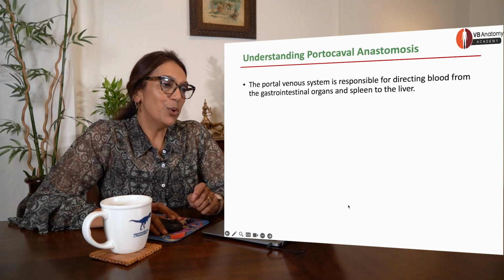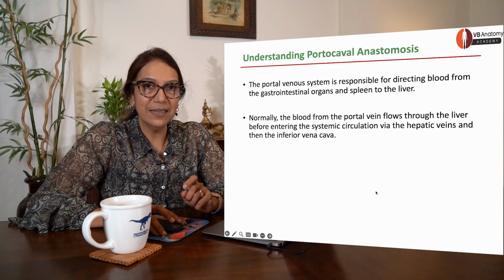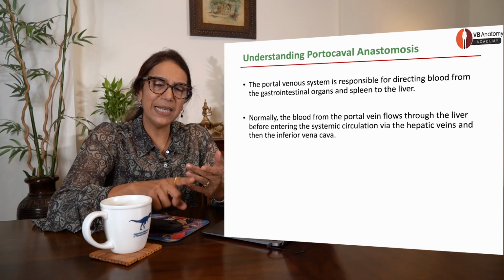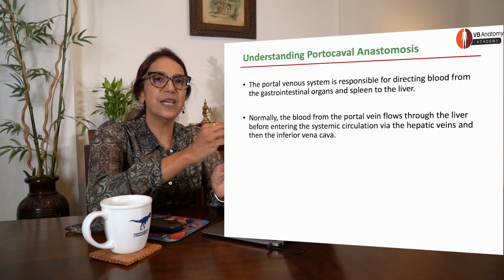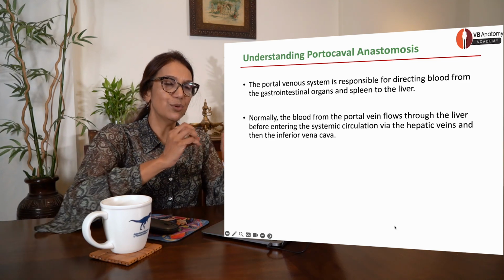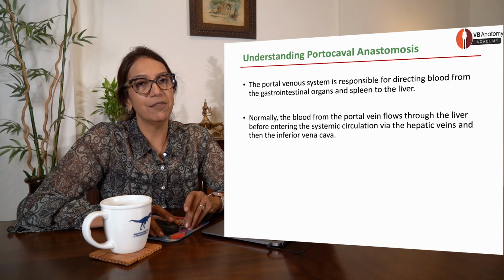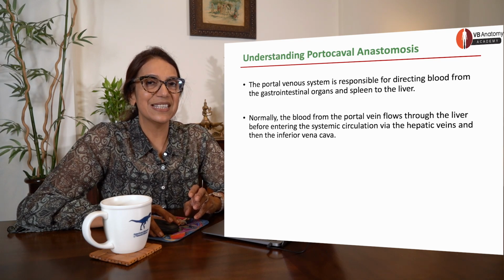Okay, so the portal venous system is responsible for draining blood from your gut, from your spleen, pancreas, everybody. It drains into the liver. Blood from the portal vein passes through the liver and drains through hepatic veins into the inferior vena cava. This is a lot of words, isn't it?